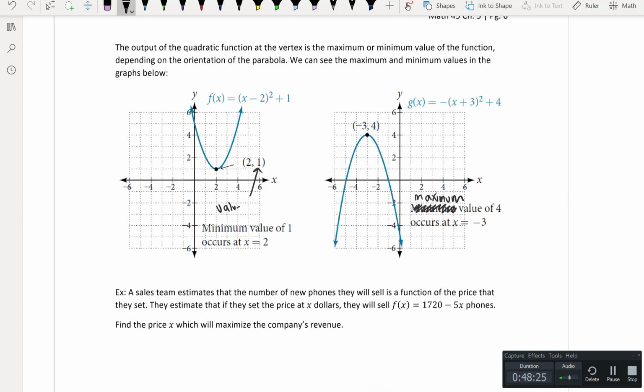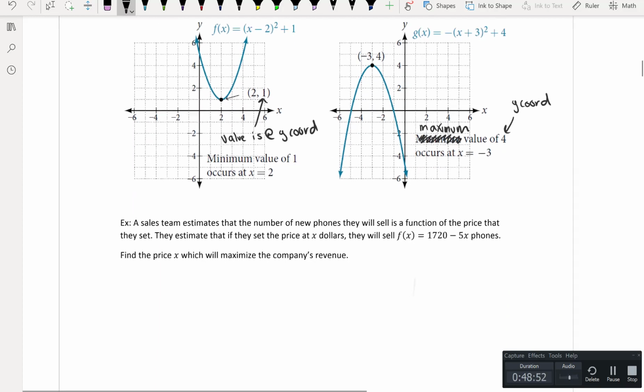So the value actually occurs at the y coordinate. So this is my y coordinate. Whenever we're thinking about value, always think about the y coordinate, or better yet, the k value, okay? All right, so I'm going to be thinking about this as I approach these problems down below.